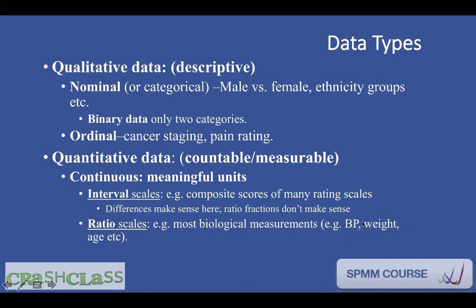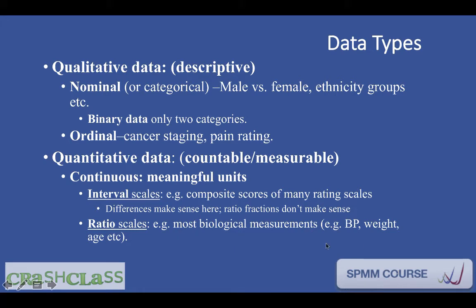So blood pressure. Your blood pressure today is 180 millimeters of mercury, and it drops to 90 millimeters of mercury after you take an antihypertensive. So your blood pressure halved after you took a tablet. That kind of ratio phrase is meaningful. Ratio explanations are meaningful when it comes to ratio data.